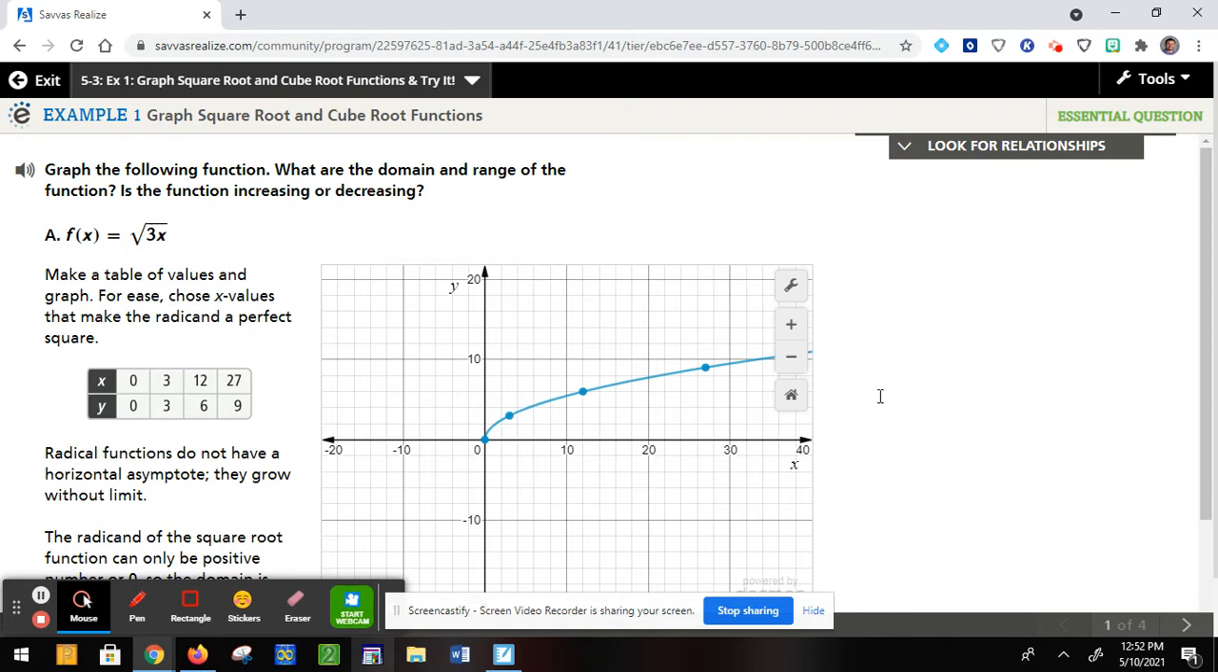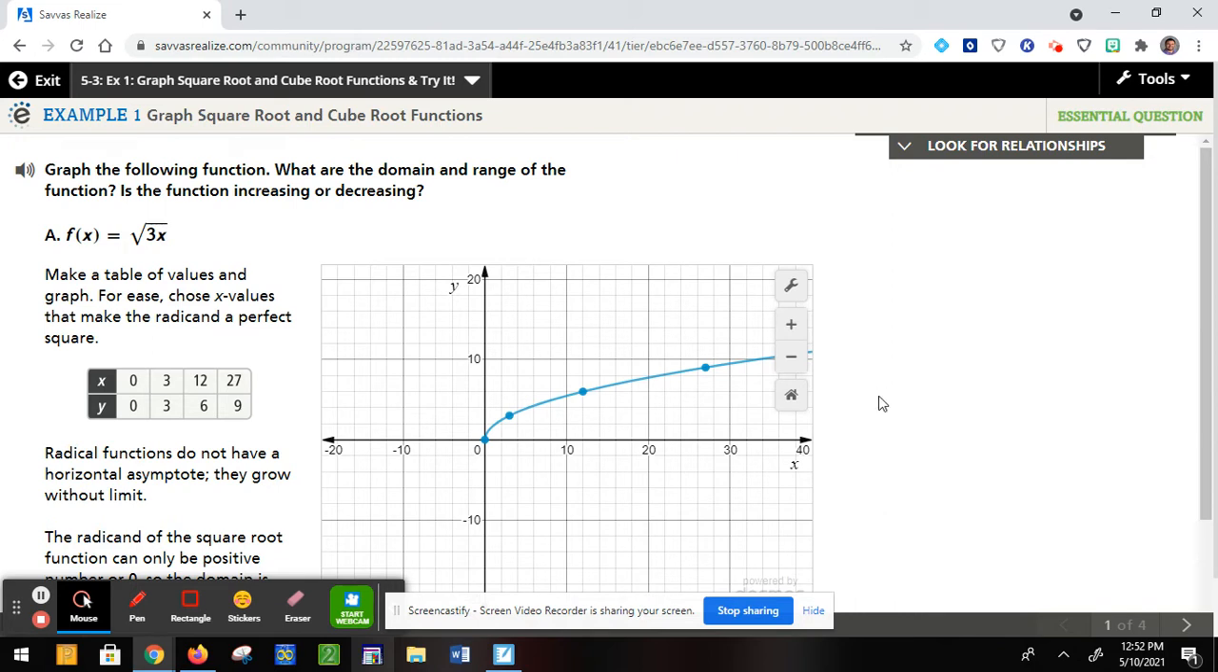What are the domain and range of that function? Well, the domain would be all x values greater than or equal to 0, and the range would be all y values greater than or equal to 0. So I know this looks like it's leveling off, but it's never going to get to horizontal, if that makes sense. It will always be increasing.